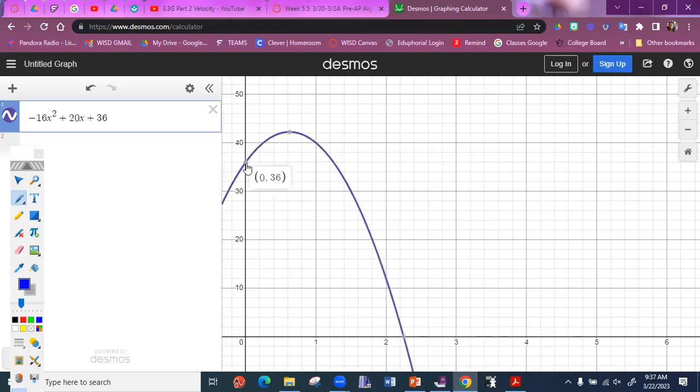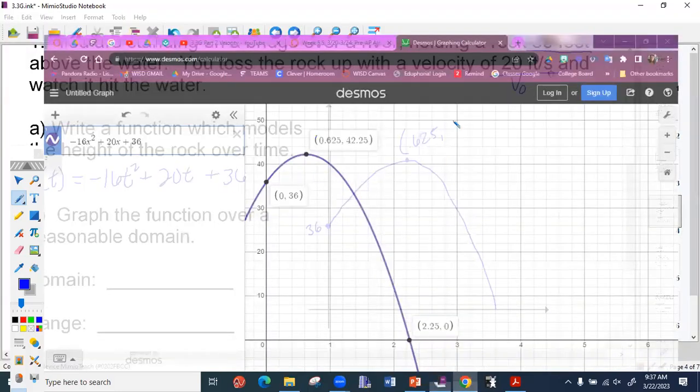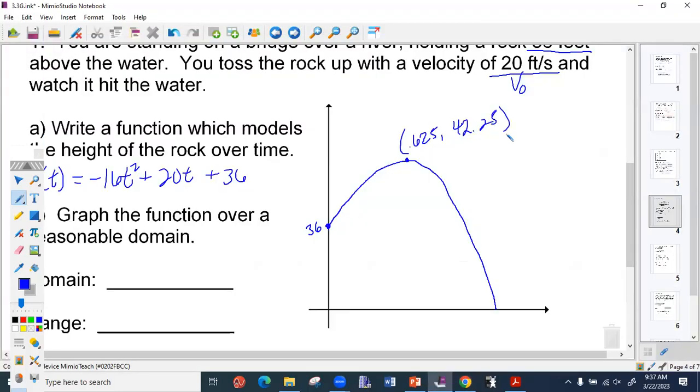Okay, so we knew that our initial height was 36. And we need to know, when did we reach our highest and when did we come back down? You read your highest. We're at 0.625 seconds and 42. Yep. So now we can finish labeling everything. And we were at 42. And then we came back down.